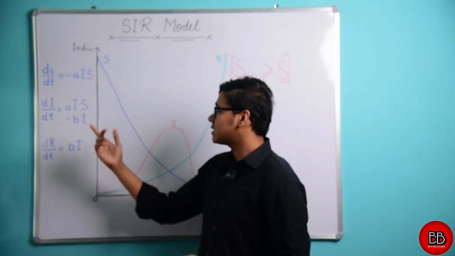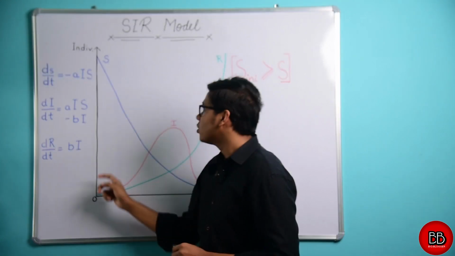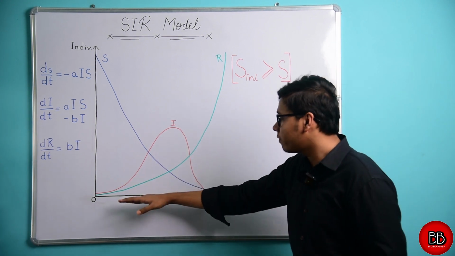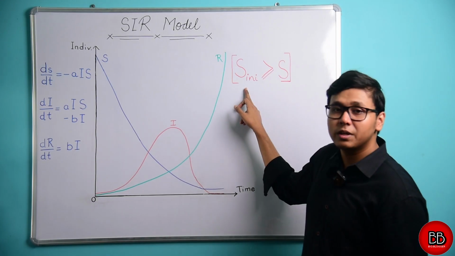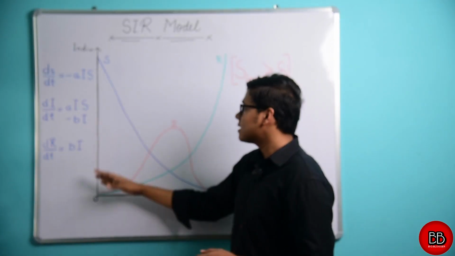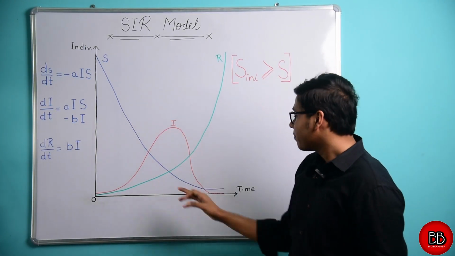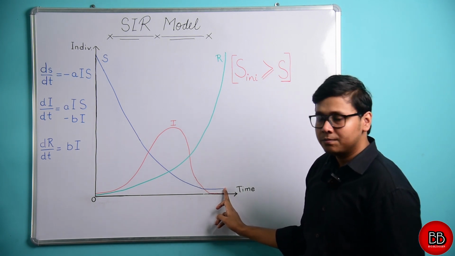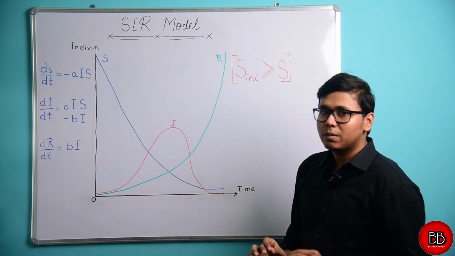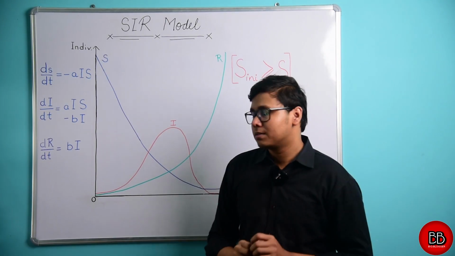First, let's look at the number of susceptibles. It is going to change at the rate of minus AIS. At time t equals 0, the number of susceptibles will be the maximum. It is denoted here by S initial, and at any point of time during the progression of the disease, S initial is going to be greater than the number of susceptibles at that point. And as the time progresses, the number of susceptibles is going to decline at a rate which is given by AIS, up to the end of the pandemic. Suppose this point to be the end of the pandemic, and at this point the minimum number of susceptibles will be left.